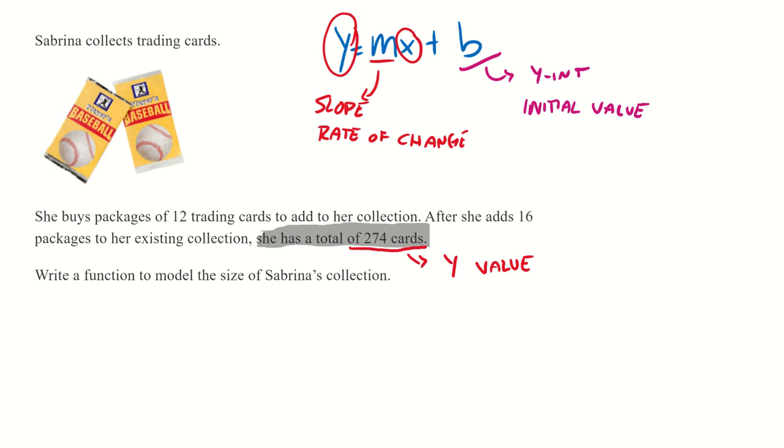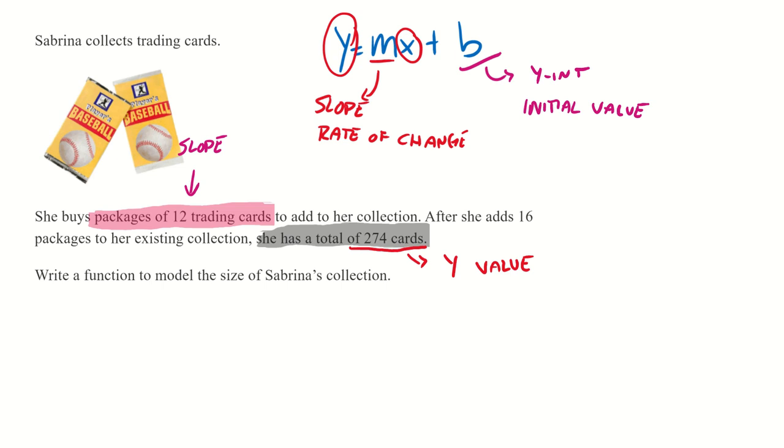Okay? When it says that she buys packages of 12 trading cards, every package has 12 trading cards, because this is the value that is consistently changing at a constant rate. This is going to be our slope. 12 trading cards is going to be our slope. Every pack has 12 cards.